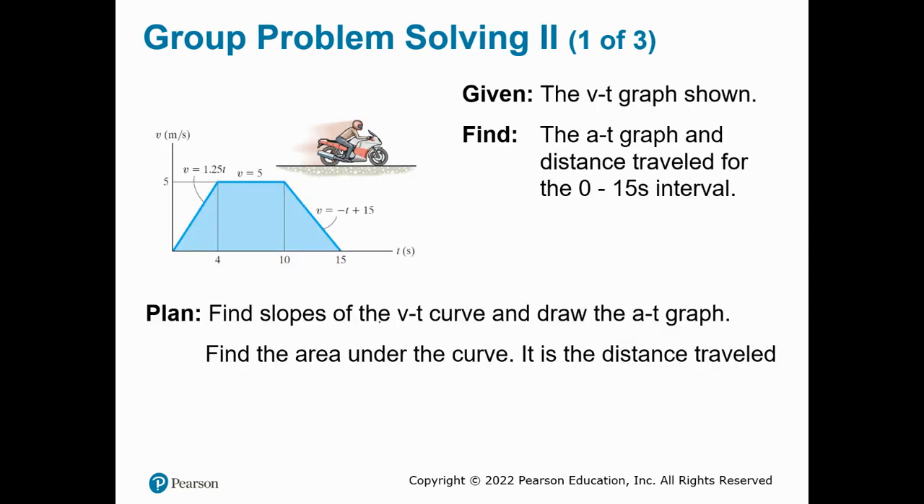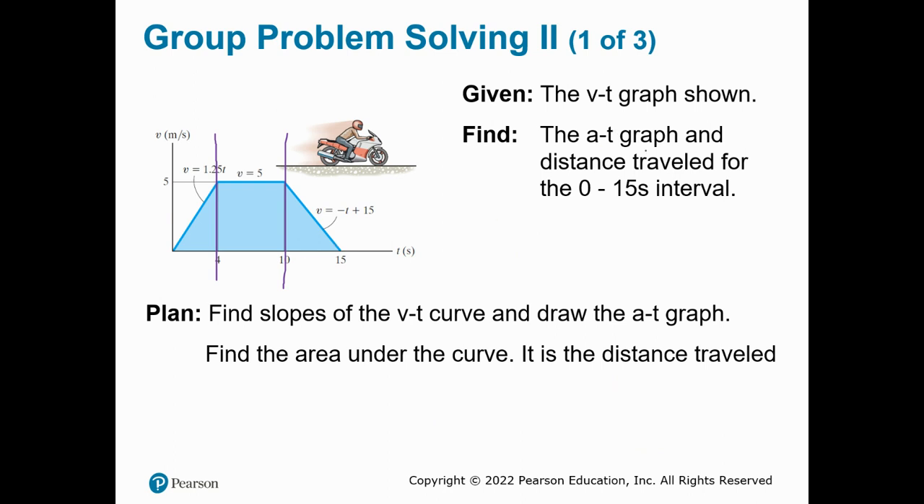Next one, a velocity versus time graph is given to us. In this one, you can see that we're going to break it into three parts. Part 1, 0 to 4 seconds, velocity increases, constant acceleration. Part 2, 4 seconds to 10 seconds, constant velocity, acceleration equal to 0. And then part 3, 10 seconds to 15 seconds, I have negative acceleration, velocity coming down to 0.